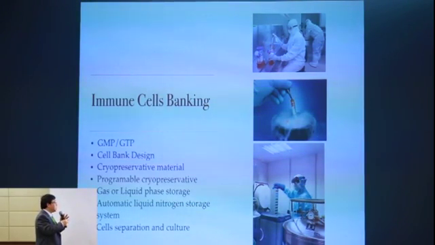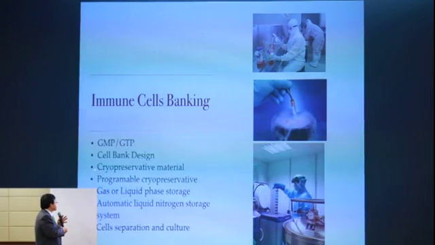So when you freeze the immune cells, you must be very careful about the procedure. And for the cell bank, you need to operate under the regulations of GMP and GTP to make sure the procedure is good for the safety of the cell banking. And you must consider what material you will store the cells in.